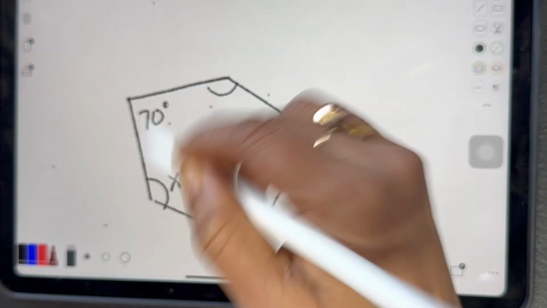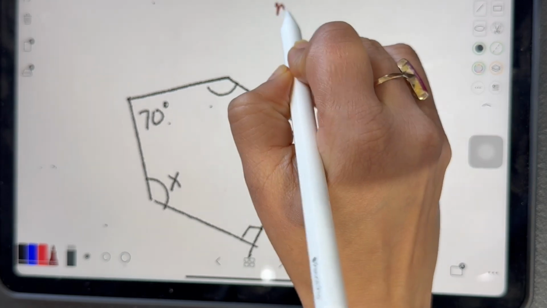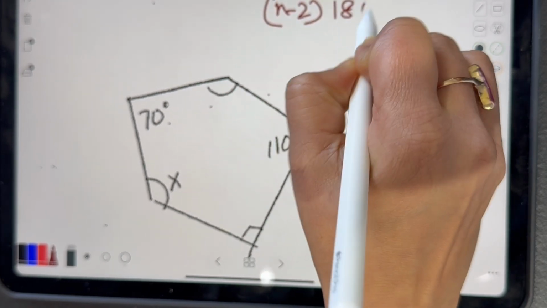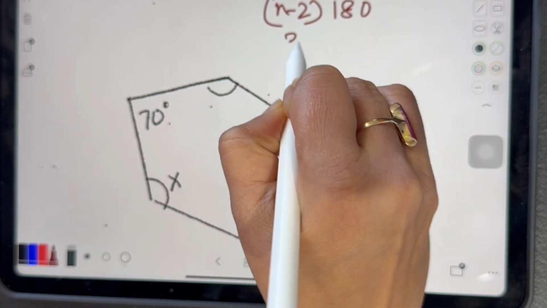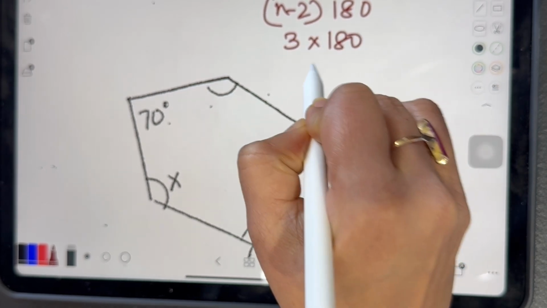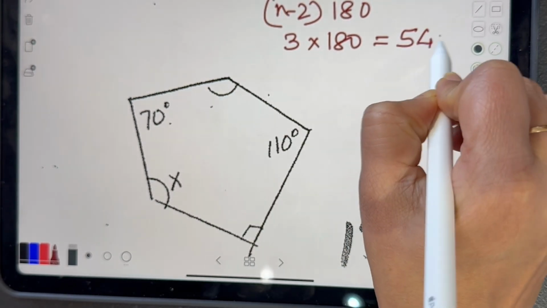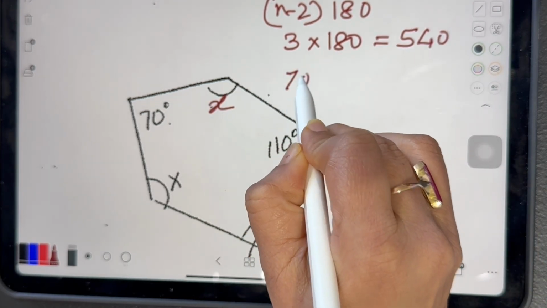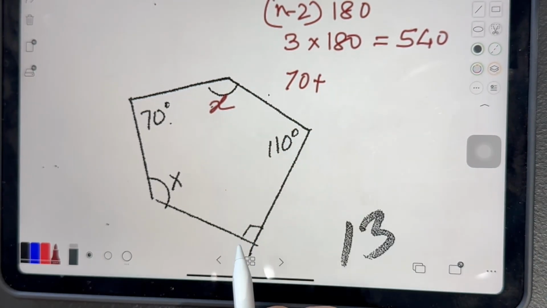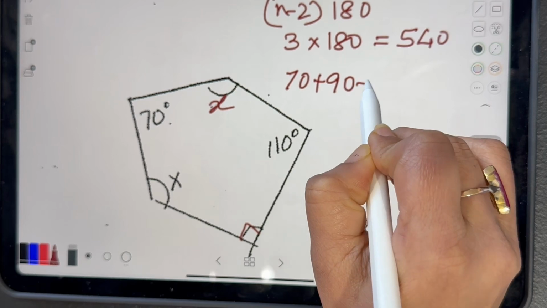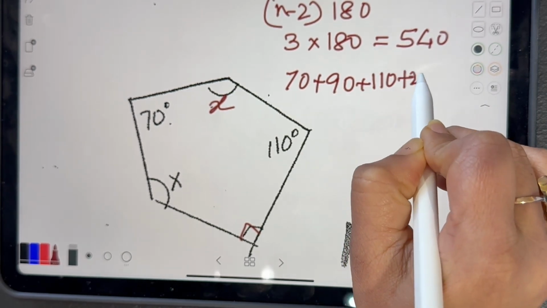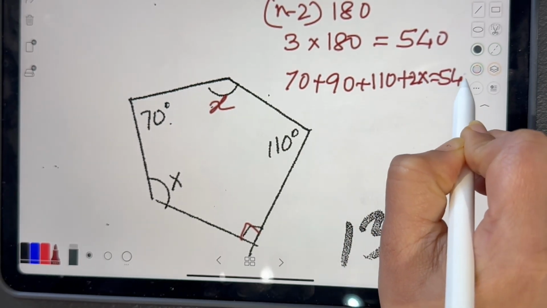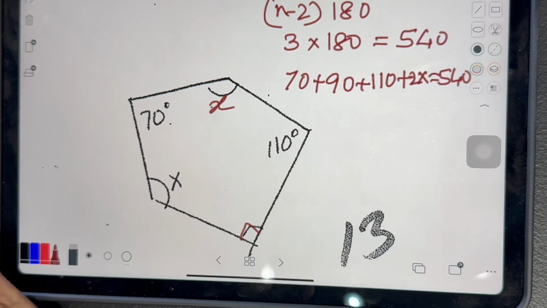So what will be the sum of all the angles of this polygon? (n minus 2) multiplied by 180. n minus 2 is 3, times 180, which is 540. So we know the sum of these angles is 540. Now you put this as x. So 70 plus this one is 90, 90 plus 110 plus 2x is equal to 540. 70, 90 and 110.